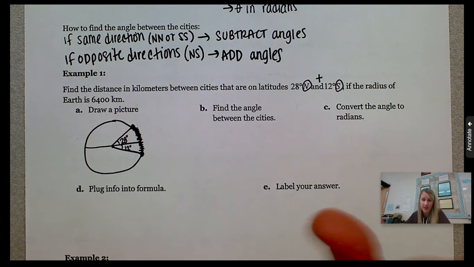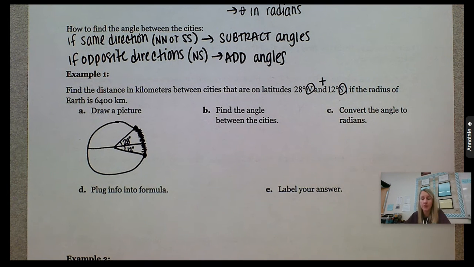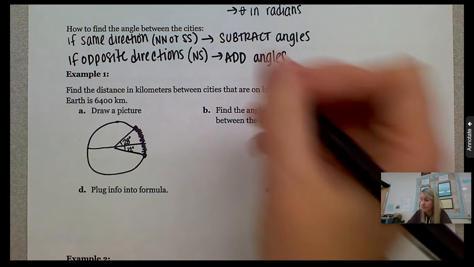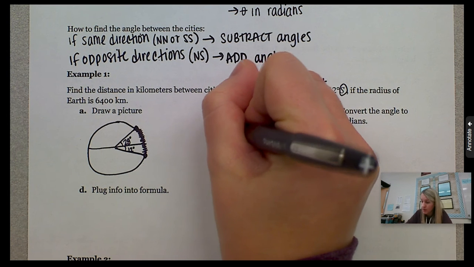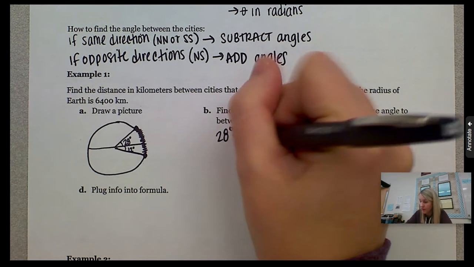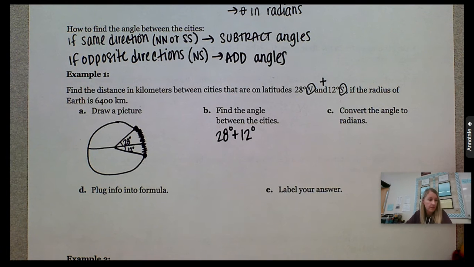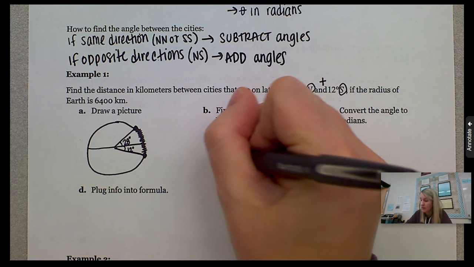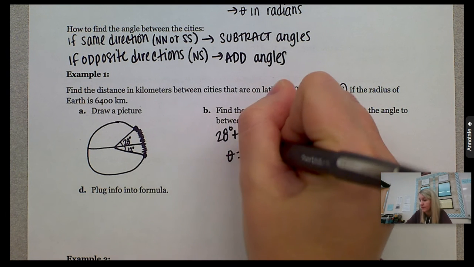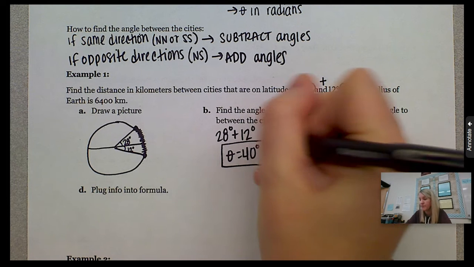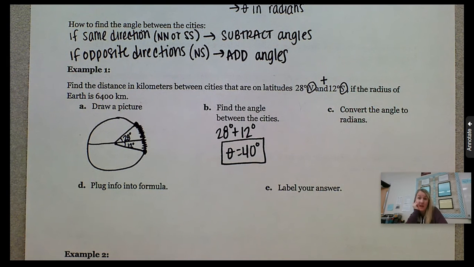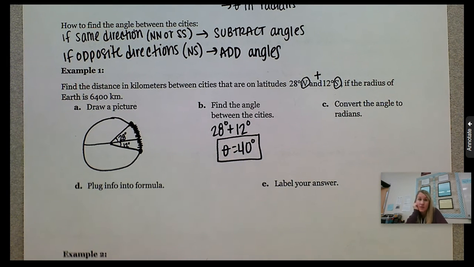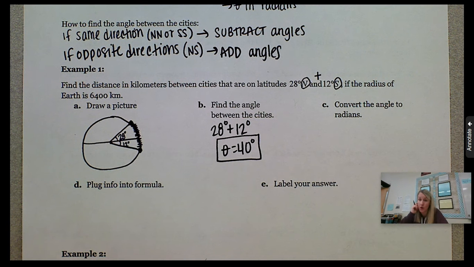So I always organize myself first. Look at your directions. If they're opposite, you're going to add them. So right here, I'm going to add 28 degrees plus 12 degrees, and that's going to give me an angle of 40 degrees. Okay, so that wasn't bad. It's just having that information there. And once again, you can always refer back to it, so have it written down.